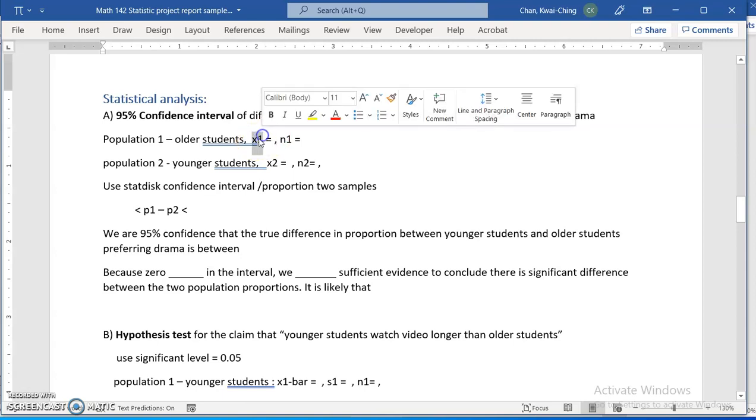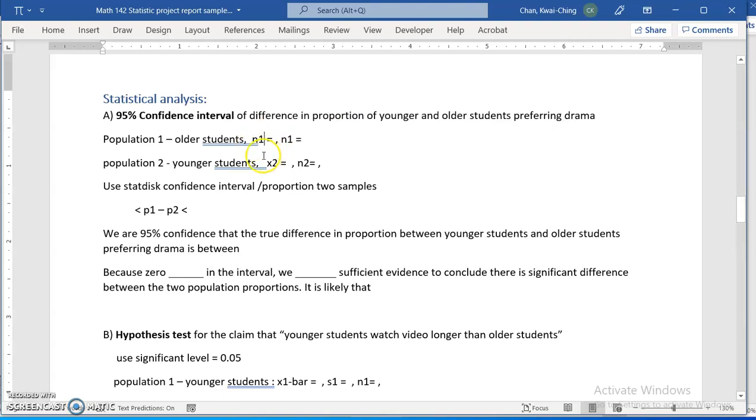N1 equal to 18, X1 equal to 8, N2 equal to 63, and X2 equal to 38. And then it is 95%. So I'll use this confidence interval proportion two samples to find the confidence interval.